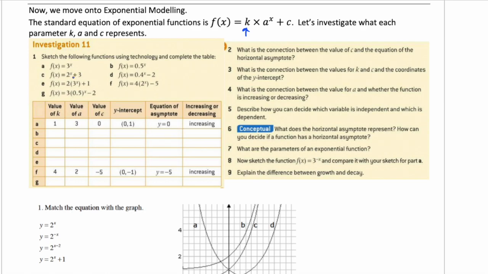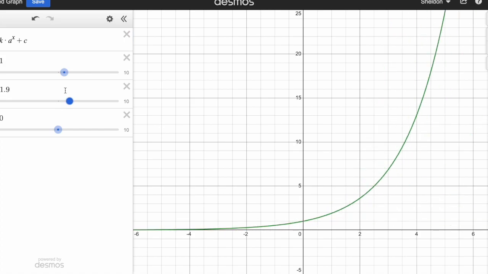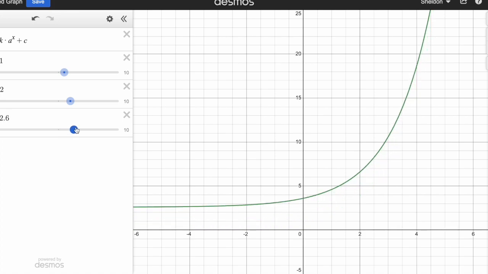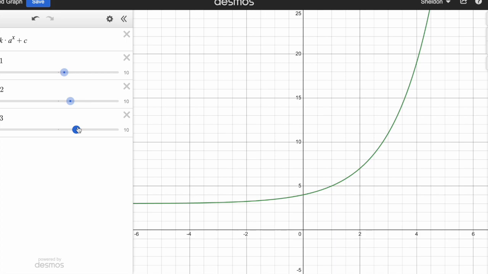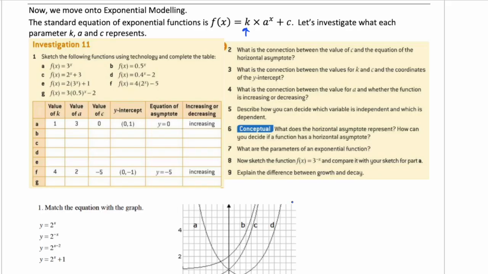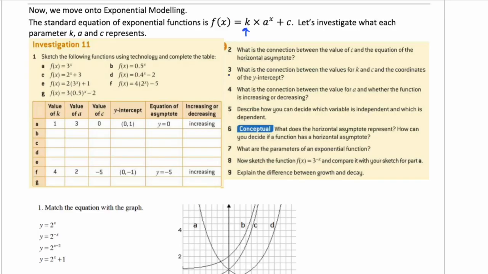Let's look at 2 to the power of x plus 3. So I'm going to change my a value to 2 and c to plus 3. Now you see when we change the c value, it goes up. So it's vertically translated 3 up. That means the asymptote is up 3 as well. So before the asymptote was 0, now it is 3.